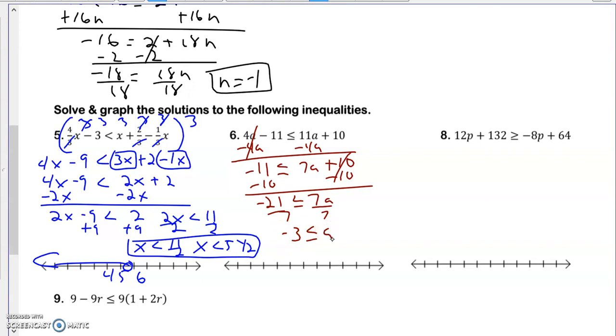Now keep in mind, this is not an acceptable answer. An acceptable answer means that the variable has to be on your left-hand side. And so it's a is greater than or equal to negative 3. That's going to help me graph because I know it's negative 4, negative 3, negative 2. Since the arrow is pointing to my right hand, I am going to have a closed dot because there's an equal sign underneath it, and it's going to go to my right.